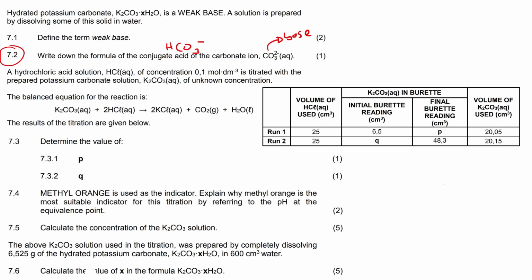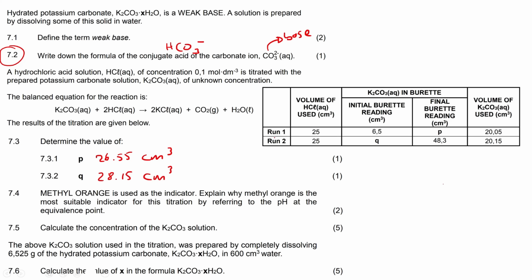So for P, we ended up getting 26.55, and that is measured in centimeters cubed because of this. And then for Q, we got 28.15, and that's also measured in centimeters cubed. Okay, so we have run 1 and we have run 2.